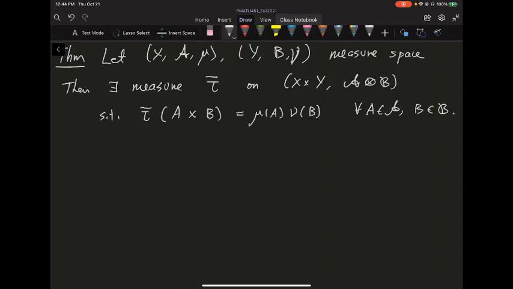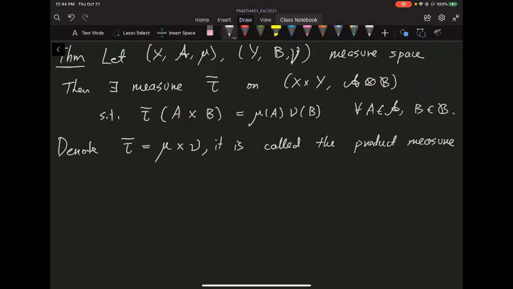So now we can denote this. Usually we don't want to write tau bar, we just write this as mu cross nu. This is called the product measure. So by the product measure of two things, I have two measures, mu and nu, then the product measure is this tau bar, this Carathéodory extension that satisfies this identity here. So we call it the product measure.